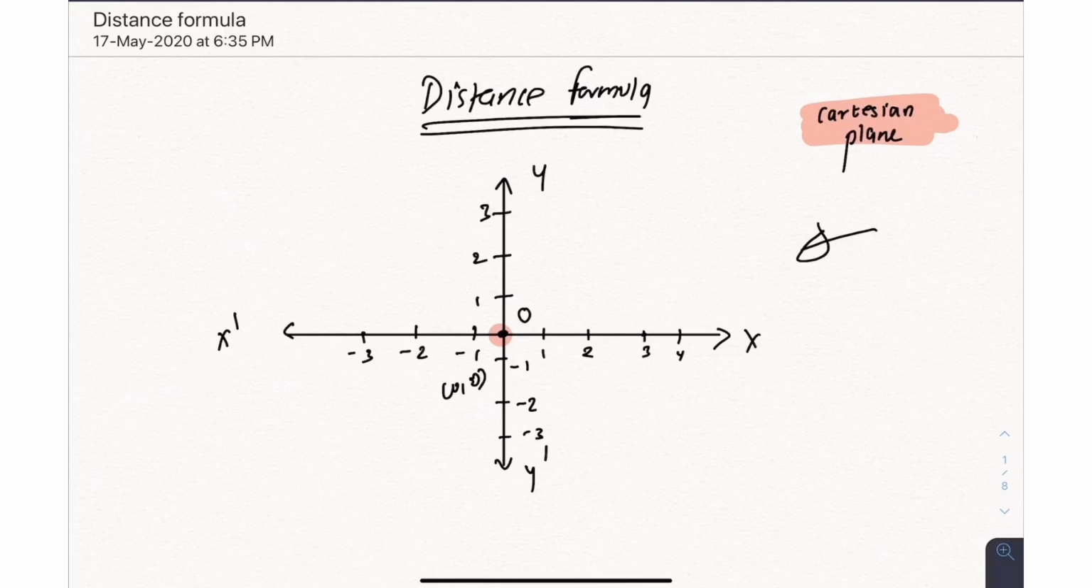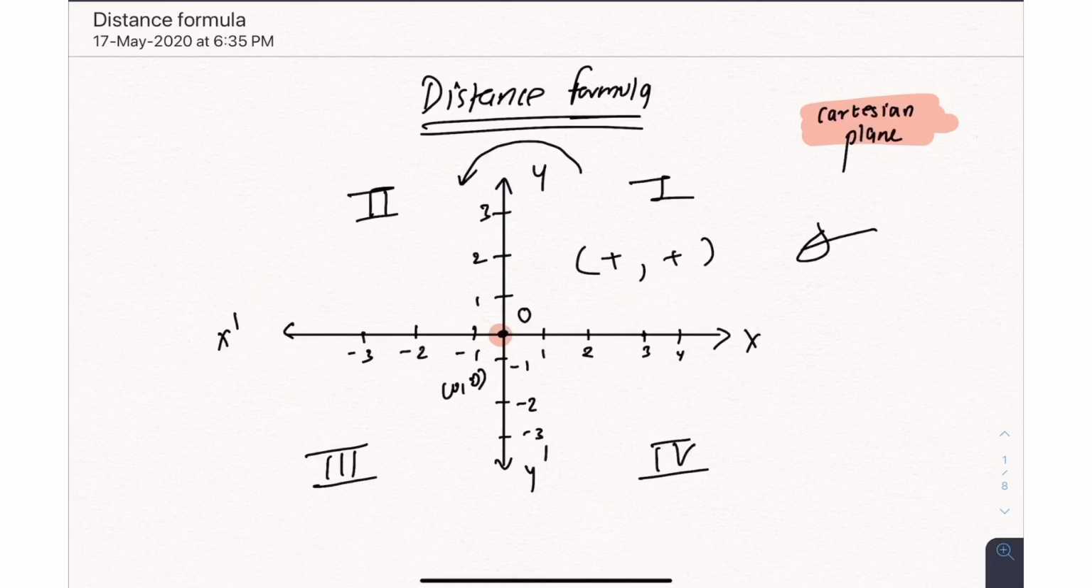Because of the x and y axes, this Cartesian plane is divided into four parts, or we can say it has four quadrants. This is your first quadrant, this is second, this is third, and this is fourth. Obviously we move in the anti-clockwise direction. In the first quadrant, both coordinates are positive, x as well as y. In the second, x will be negative, y will be positive. In the third quadrant both will be negative, and in the fourth quadrant x will be positive and y will be negative.